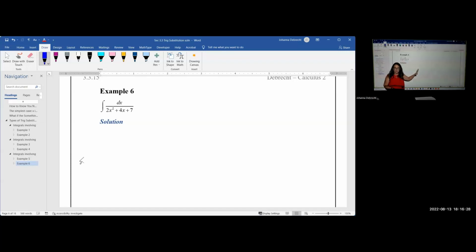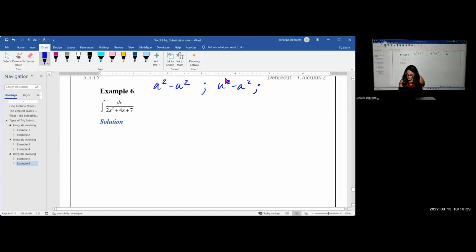Whatever our pattern's been, our patterns have been a squared minus u squared, or u squared minus a squared, or what we've been doing lately, a squared plus u squared. It doesn't look like any one of those. For one thing, it's got 3 terms. That's not something squared plus something else squared.